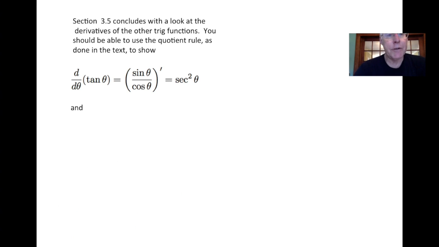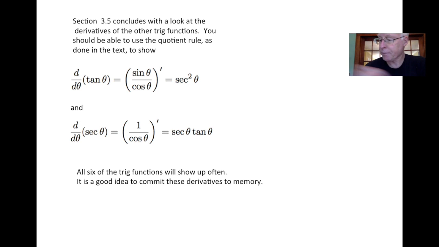Okay, finally, section 3.5 concludes with a look at the derivatives of some of the other trig functions. You should be able to use the quotient rule, as done in the text, to derive the derivative for the tangent. Write it as sine over cosine, and as the book shows, that comes out to be secant squared. And as another example, we'll encounter the secant function now and then. Its derivative, well, think of it as 1 over cosine. And again, you could use, for example, the quotient rule or the chain rule in the next chapter.